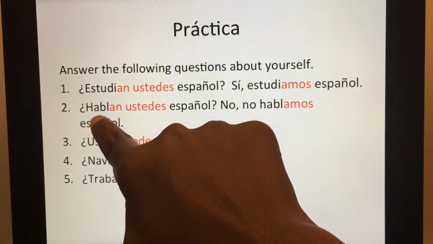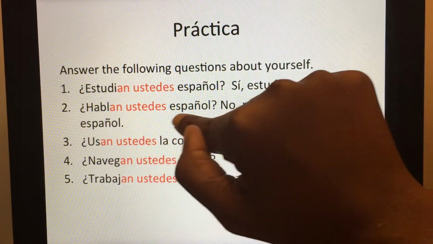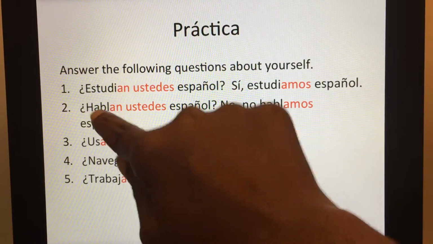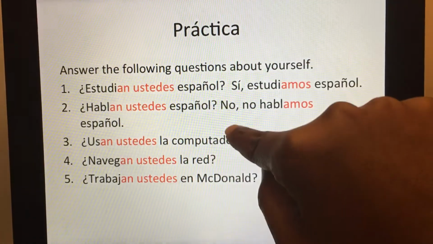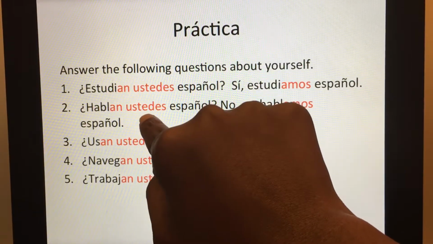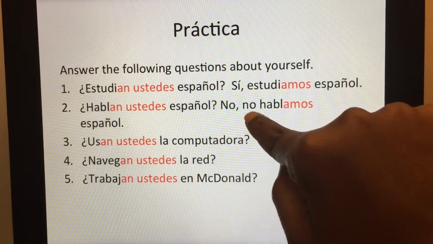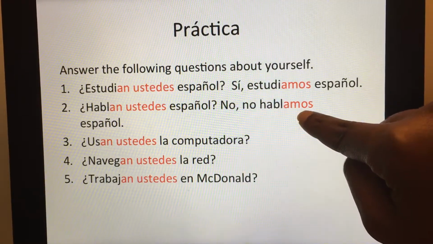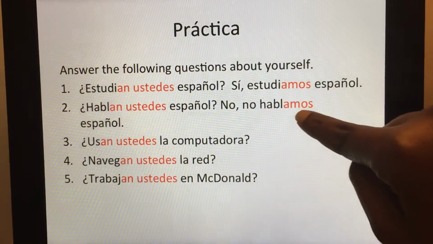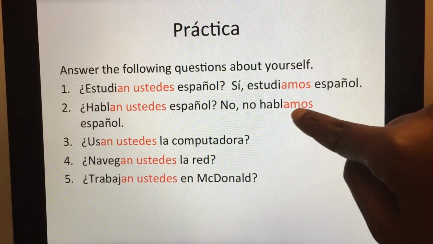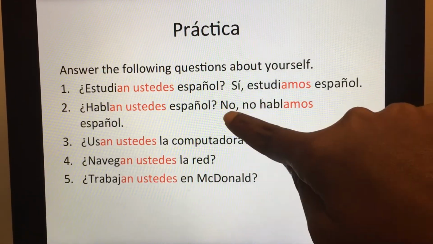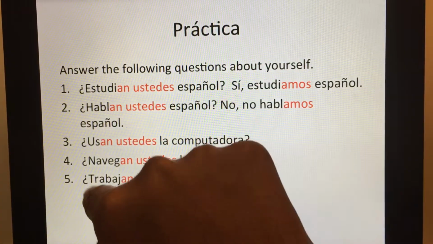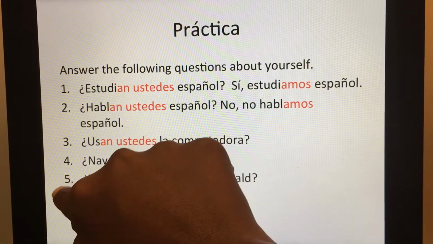The same thing here. ¿Hablan ustedes español? Are you all speaking Spanish? Or do you all speak Spanish? No, no hablamos. My ending is amos because I'm asking you all, so this tells me to say we. It lets me know the subject is we. No, no hablamos español. Now, you practice with los números 3, 4, y 5.